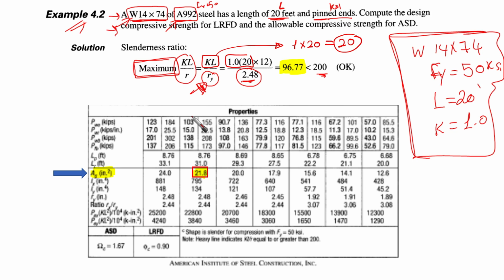You can find it if it's provided for you in the table here. I mean that it is available from different sources. So you can obtain it from the dimension and properties table, one of the sources. Then this KL over R, the maximum, is 96.77, which is less than 200. Okay, this means that it is okay. Anyway, we're going to use this value, KL over R, for our design.